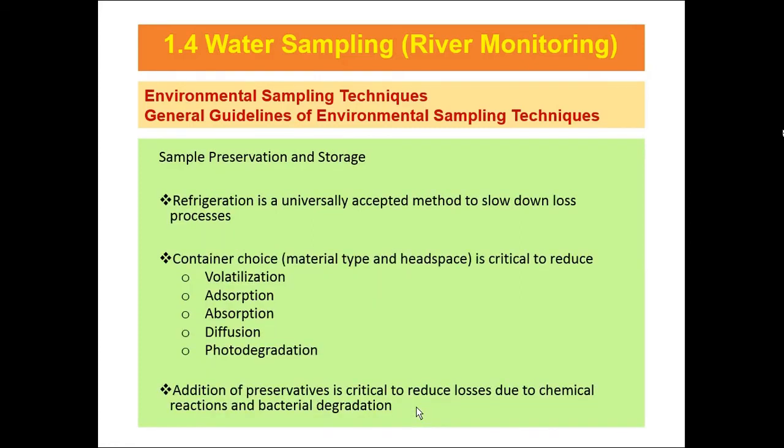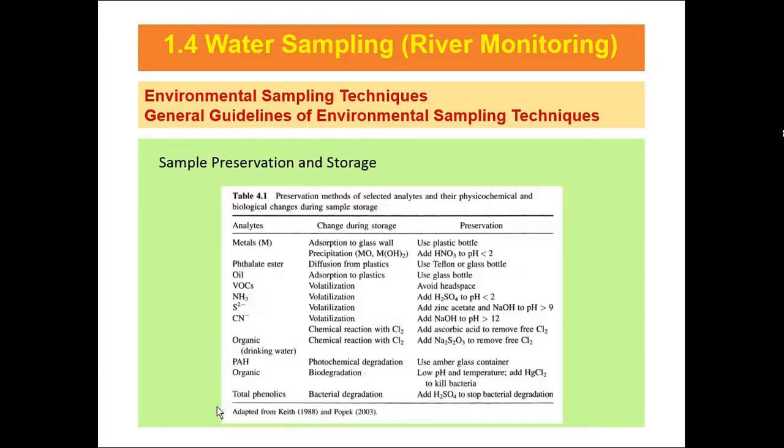Sample preservation and storage: refrigeration is usually an okay method to slow down the loss of the process. They want to avoid any changes of the physical, biological and chemical properties of the water. Container choice, the type and headspace, reduces volatiles, absorption, diffusion and photoreaction. All these processes we need to avoid during your sampling. Addition of chemicals is to prevent loss due to chemical reaction and bacterial degradation. This is the sample preservation and storage.